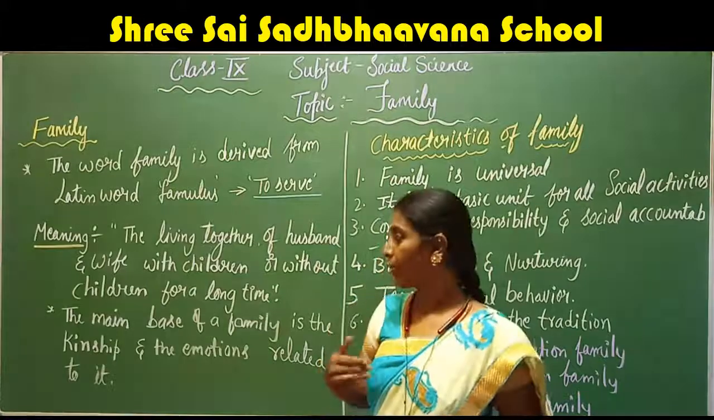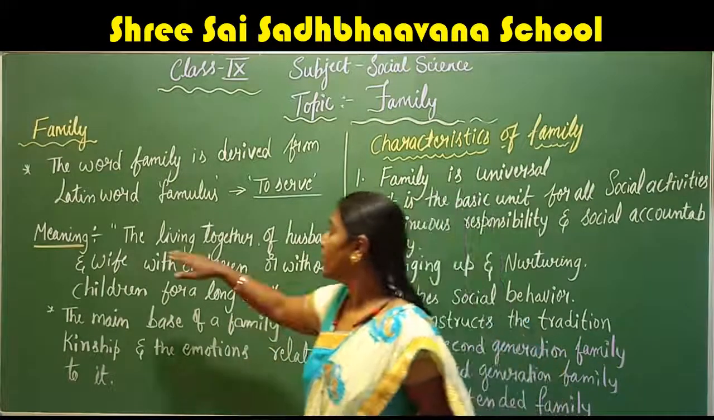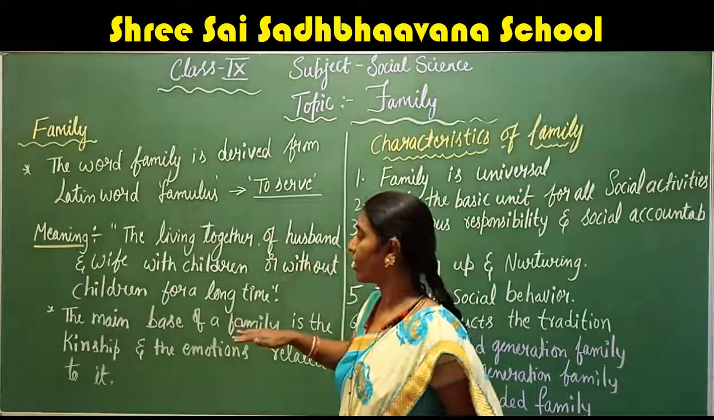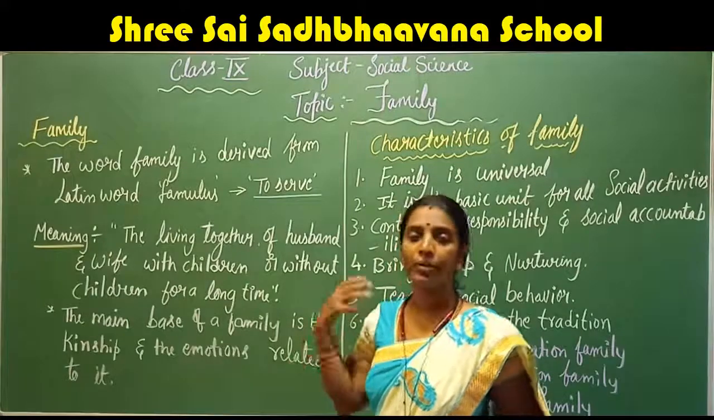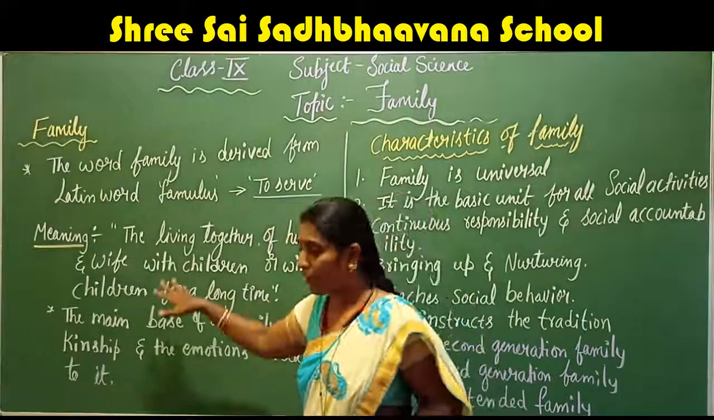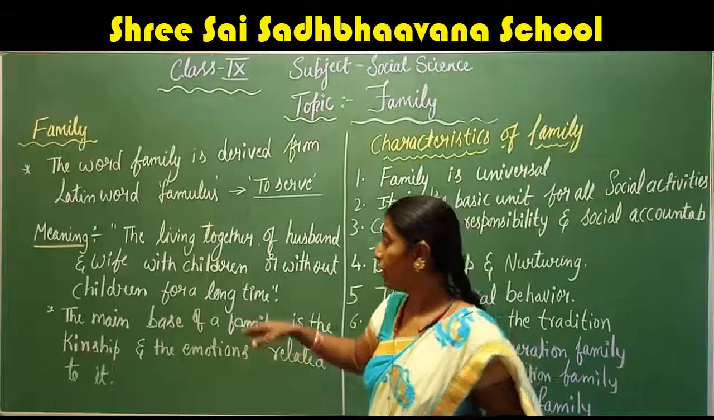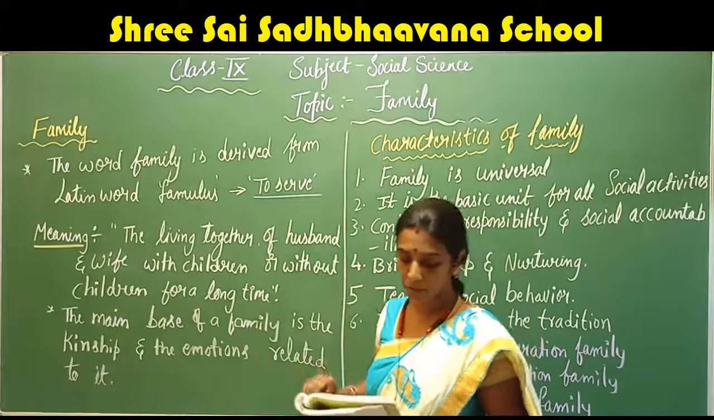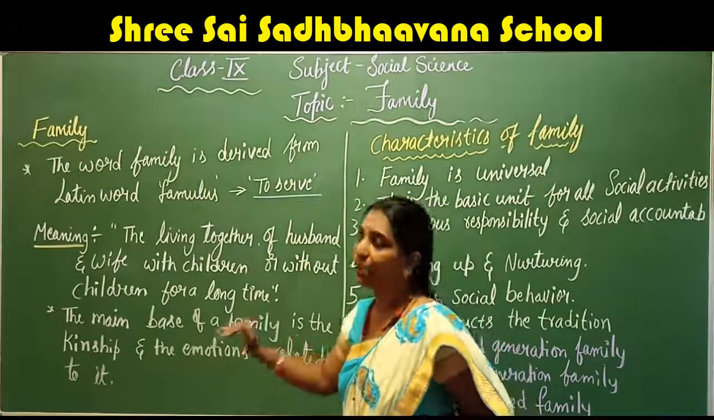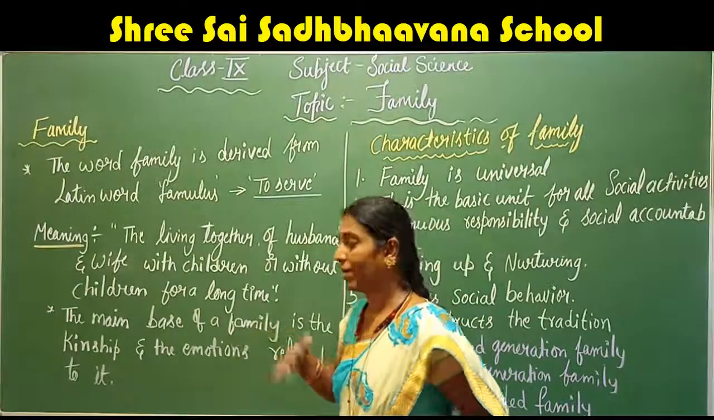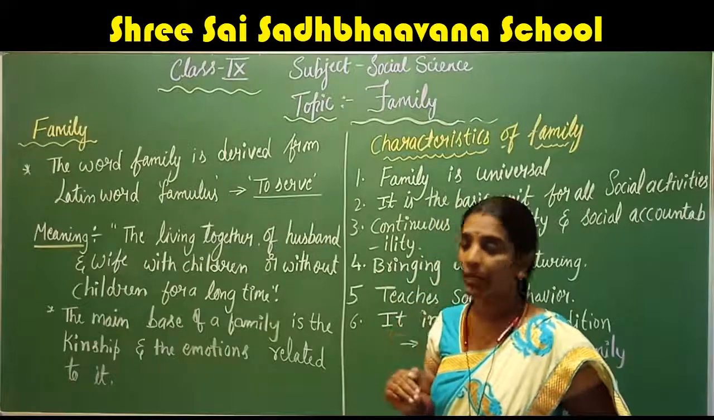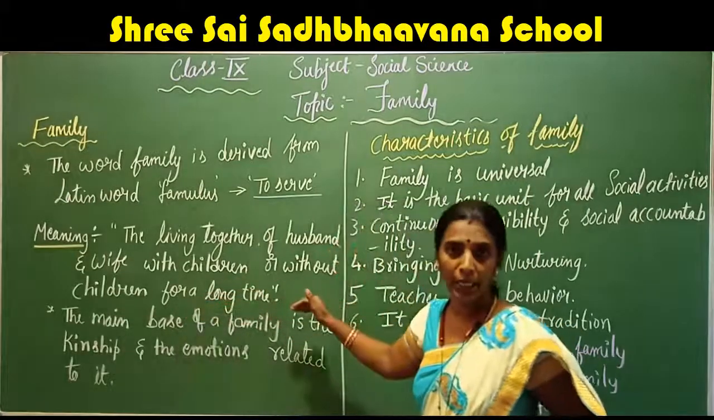What do you mean by family? Conclusion: family means the living together of husband and wife with children or without children for a long time. So that is family. The main base of family is the kinship and the emotions related to it. What is the main base for a family? That is very important, because it should continue for a long time. Then only it is called a family.